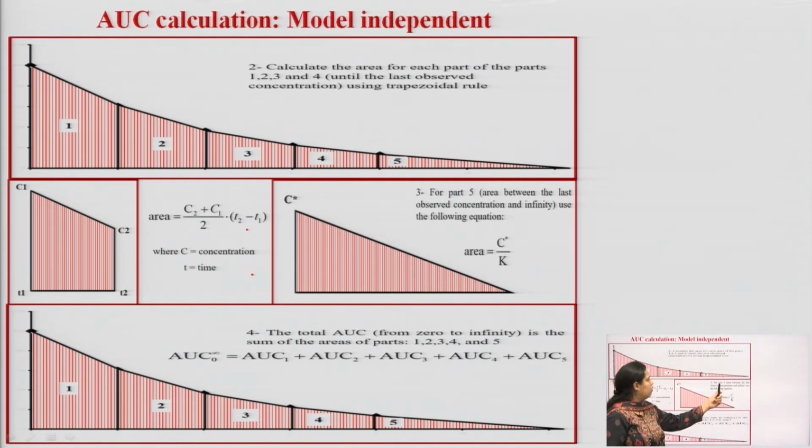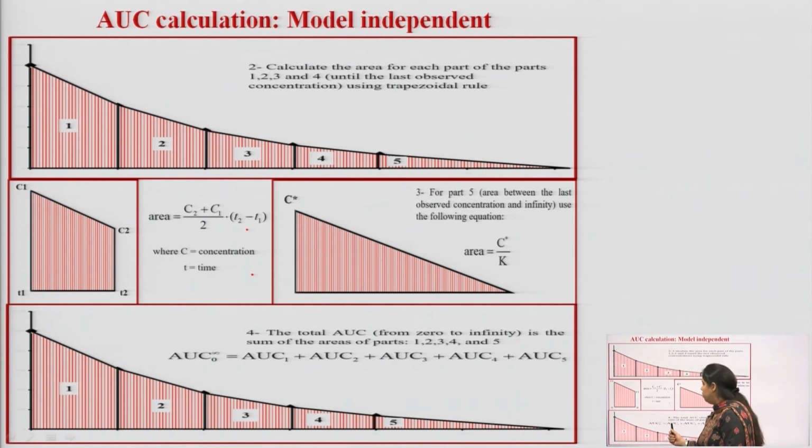So, for part 5, the area between the last observed concentration and infinity, use the following equation. When you see that no further reduction is seen, or no further area is seen, you consider it as the infinite point and you take this particular equation to calculate the area of this part 5: C asterisk divided by K. So, this is how the total area will be calculated using this particular equation.